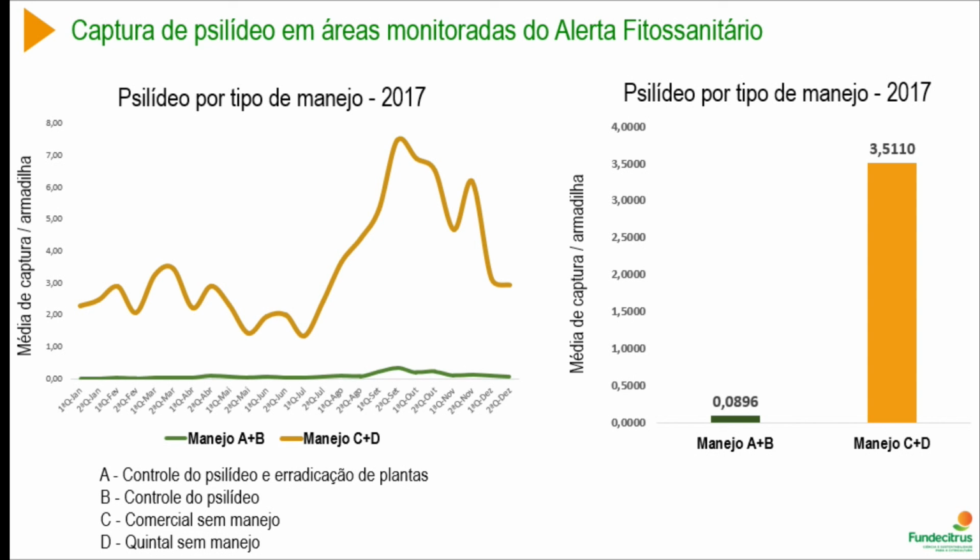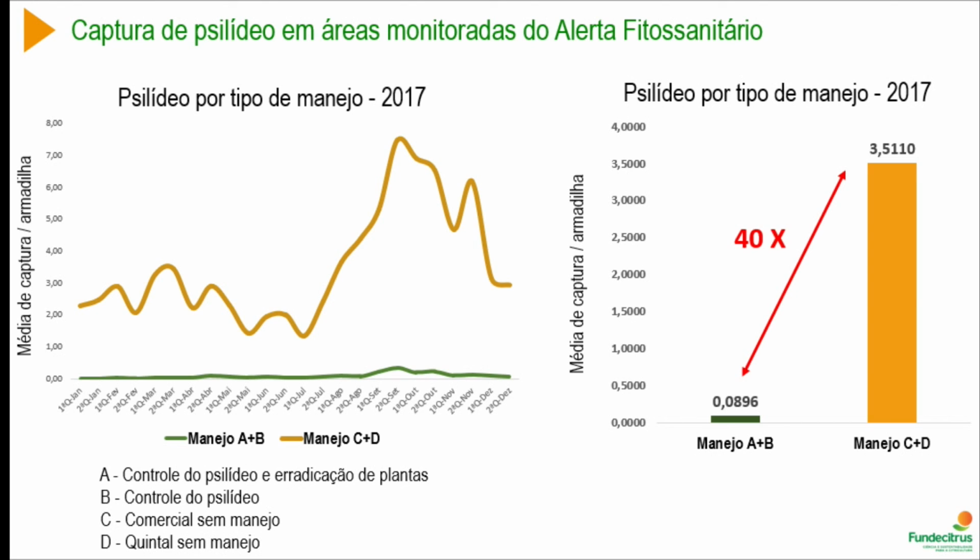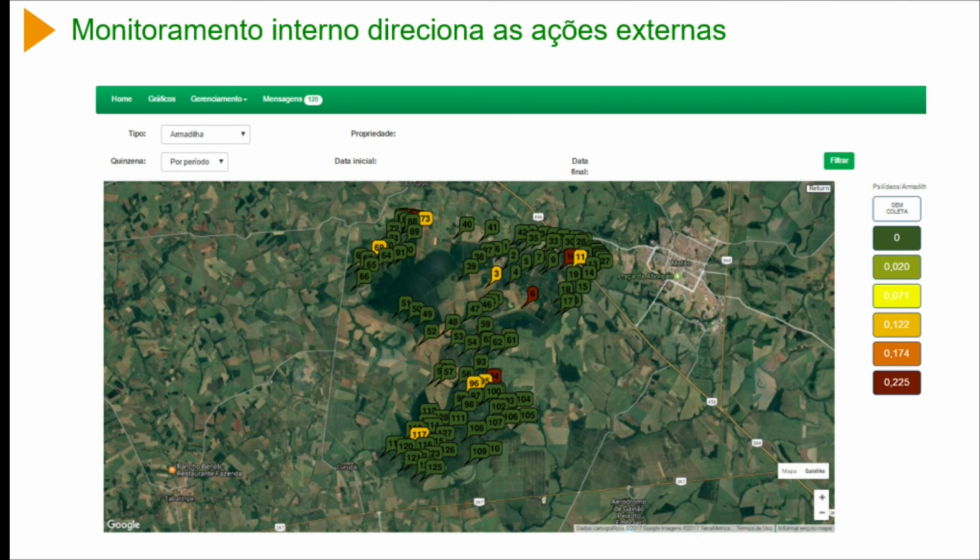And when we look at the population of psyllids over 2017, it's clear that the low-management farms or properties that we call C and D have many more psyllids than the ones in which we have control. When we plot that into a column chart, you see that the difference is 40 times more, in some years even more than that. In some regions it could get to 100, 200 times more psyllids captured. So it's very clear where the psyllids come from. They come from the non-managed areas, as several other speakers already mentioned.